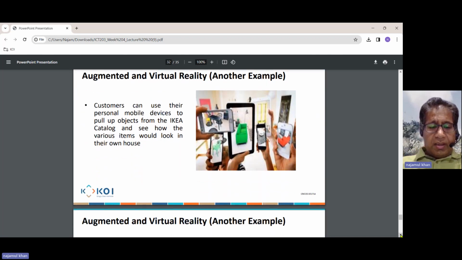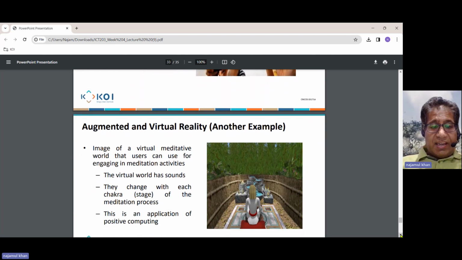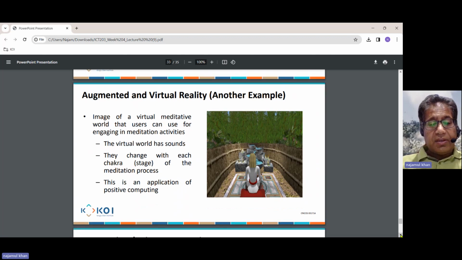Yeah. Okay, let's move on to another example, guys. Here is an image of a virtual meditative world that users can use for engaging in meditation activities. A lot of people go for meditation, and this shows an environment that can be created while they're doing it, changing with each stage of the meditation process. This is an application of positive computing, I would say. This is really good, a lot of people are doing this kind of thing, and it's really important to see how this technology is being used.